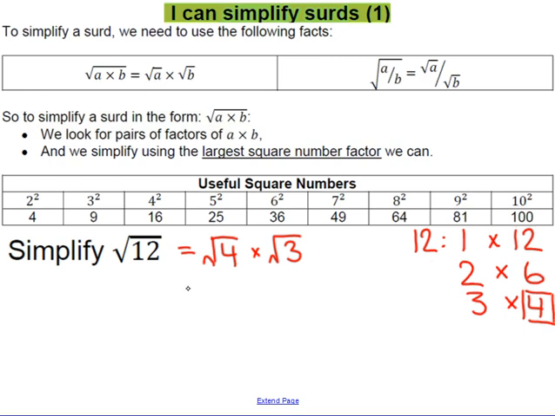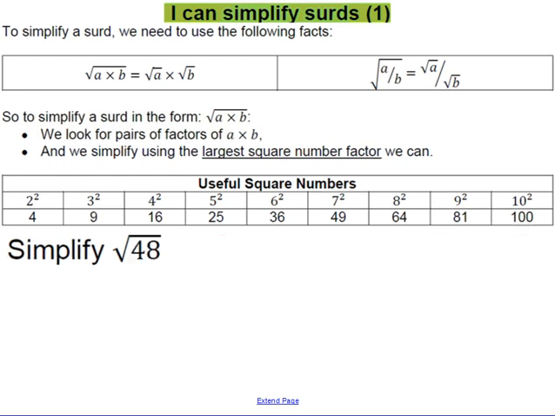So the square root of 4, as we said just a wee moment ago, is equal to 2. So that means that the square root of 12 is equal to 2 times the square root of 3. Or we would say 2 root 3.